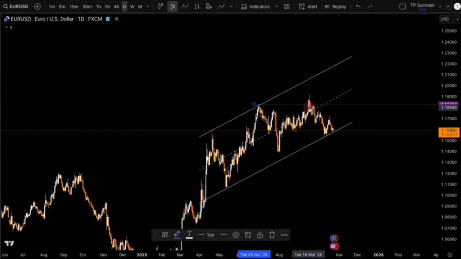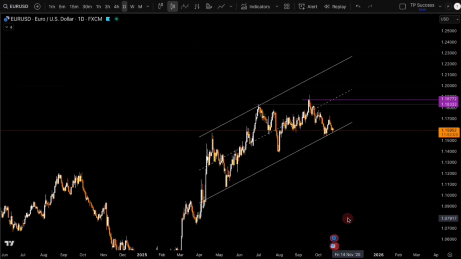Okay, so we've got the first level of resistance that we've marked out. We also have another one here that is yet to be tapped, so that one hasn't been locked in yet.